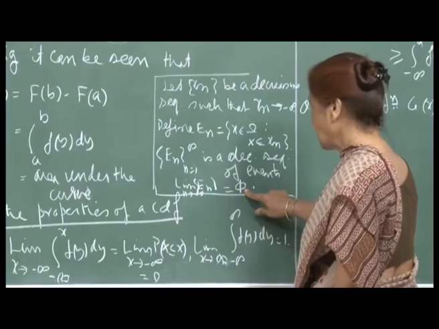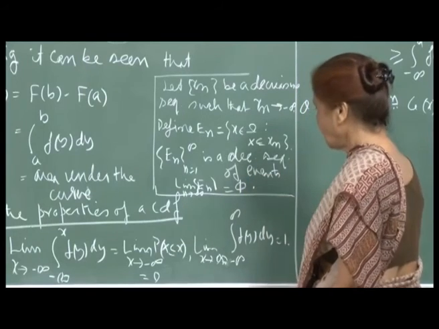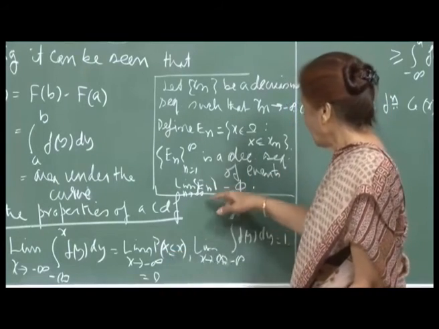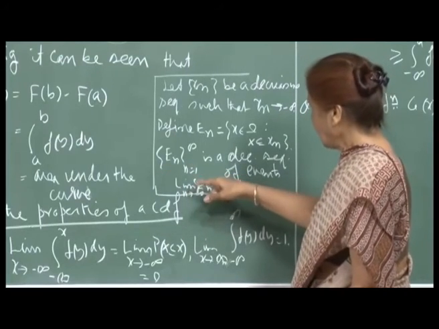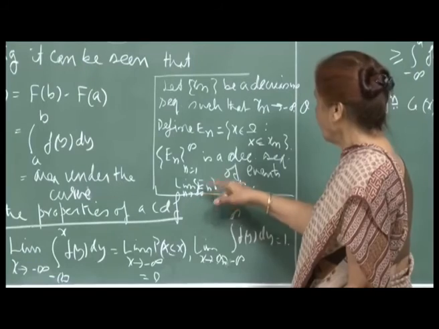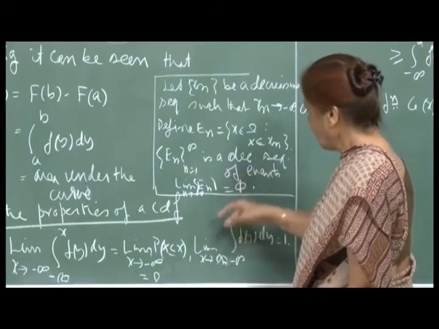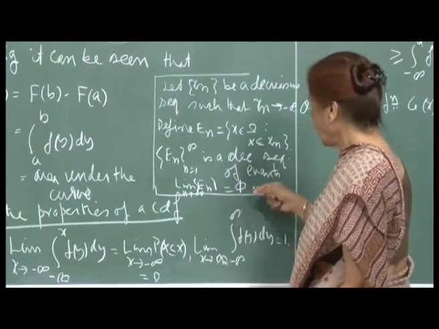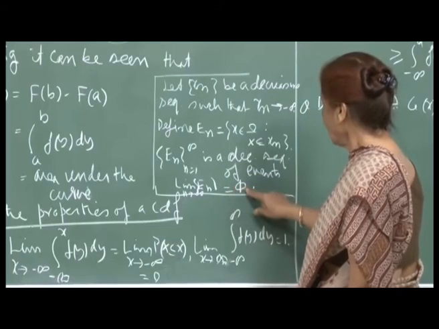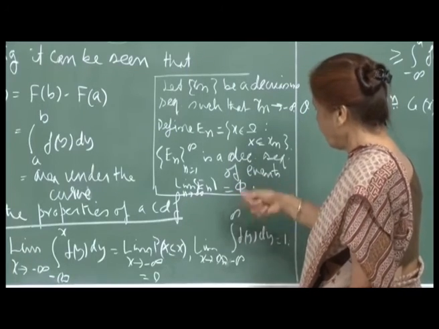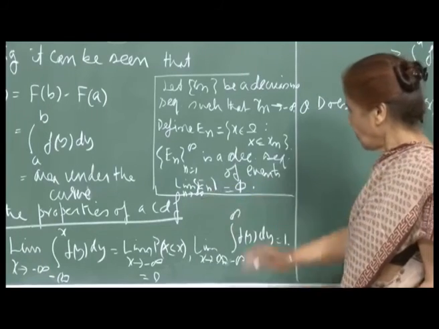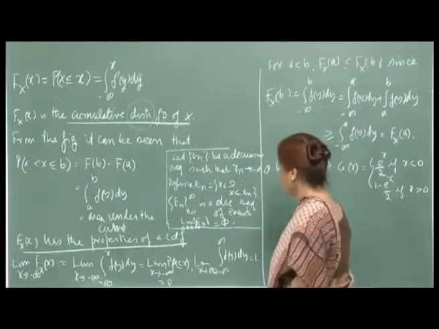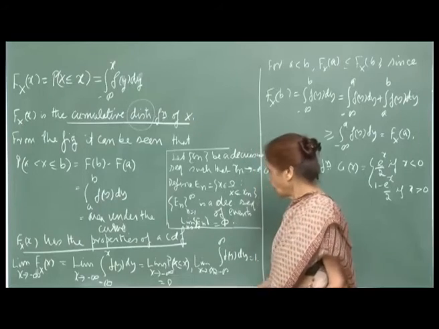And again, by continuity of the probability function, the probability of the limit of E_n as n goes to infinity is the same as the limit of the probability of E_n as n goes to infinity, by continuity. Therefore this will be 0, because the probability of an empty set is 0. So this property is also satisfied, and we will verify the other properties also.